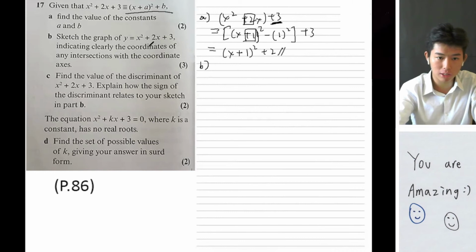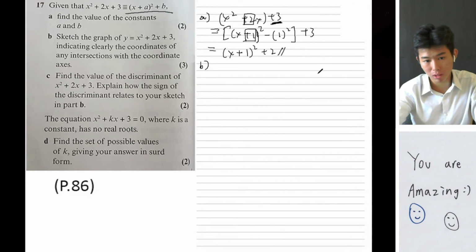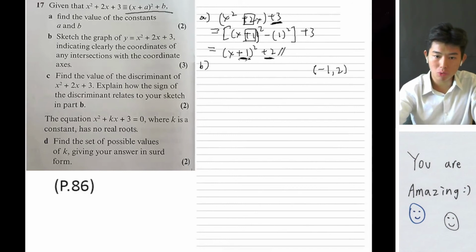And for the part B, they want us to sketch this equation here with a clear coordinate of any intersection with coordinate axis. Okay, so all we have to know is to get to know the turning point, okay, would be, because this one here is positive sign. All we have to know is the turning point would be minus 1 and 2. This one 2 and this one 1. So 1, I just change the sign and I don't change the sign for the y coordinate.